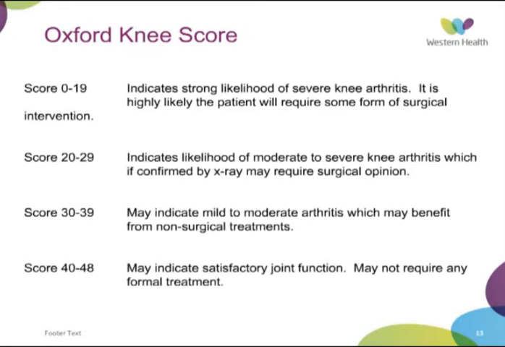0 to 19 is pretty bad, indicates that patients have severe arthritis and they most likely will require joint arthroplasty. 20 to 29, they have moderate to severe arthritis, and it's likely that they'll be having an orthopedic opinion and they may eventually have arthroplasty. 30 to 39 is mild to moderate arthritis and indicates that patients can be treated non-operatively to start off with. And then 40 to 48, where the knee joint function is satisfactory and doesn't really require any treatment at all.